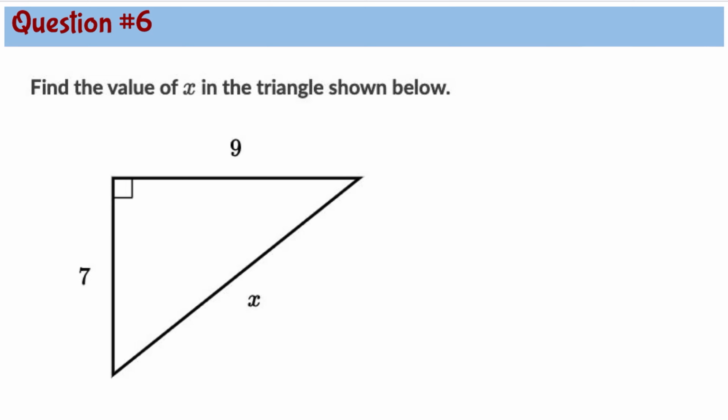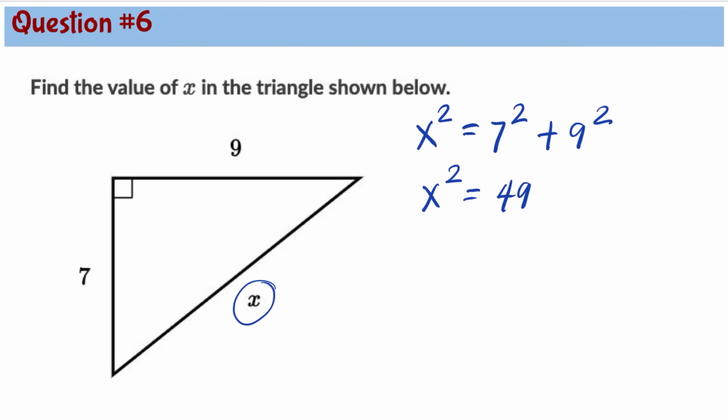Question 6. Find the value of x in the triangle shown below. Which one is the hypotenuse? X, right? It's always the longest side and always across the 90-degree angle. So what's your equation? X squared is equal to 7 squared plus 9 squared. Now we have x squared is equal to 7 squared is 49, 9 squared is 81. Adding it up, we have x squared is equal to 130.